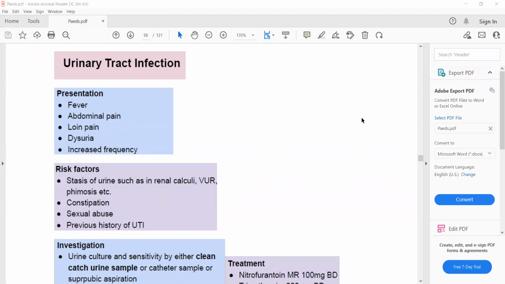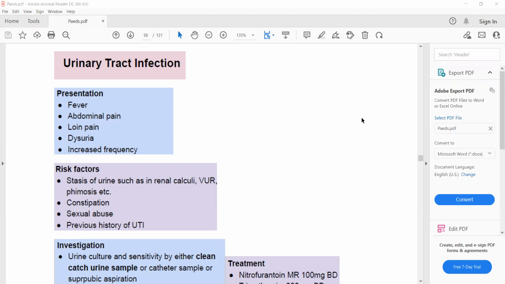So our next topic is urinary tract infections in children. So how is urinary tract infection presented? The presentation of urinary tract infection is fever, abdominal pain, loin pain, dysuria, and increased frequency. So dysuria, increased frequency, and fever. These are some presenting features of urinary tract infection in children.